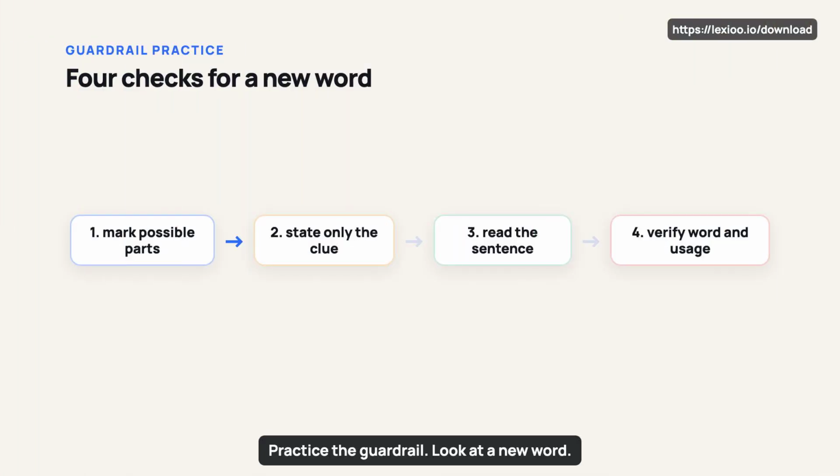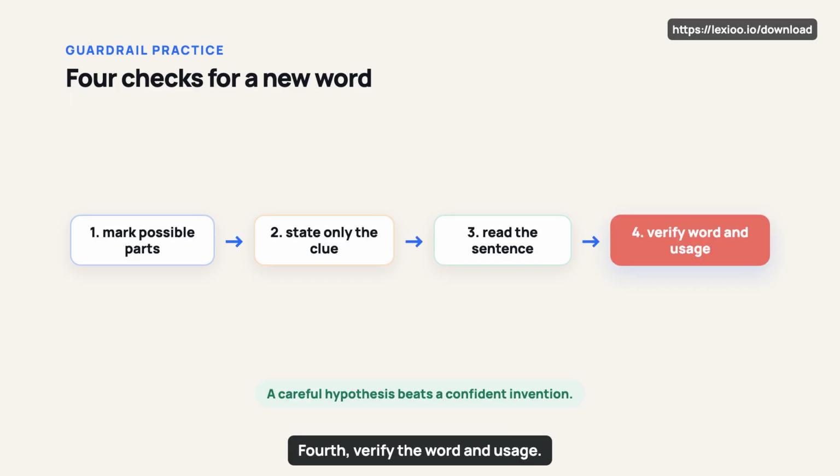Practice the guardrail. Look at a new word. First, mark a possible prefix, base, or suffix. Second, state only the clue the parts support. Third, read the sentence. Fourth, verify the word and usage. A careful hypothesis is more useful than a confident invention.